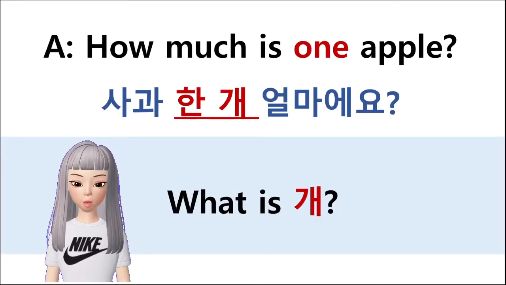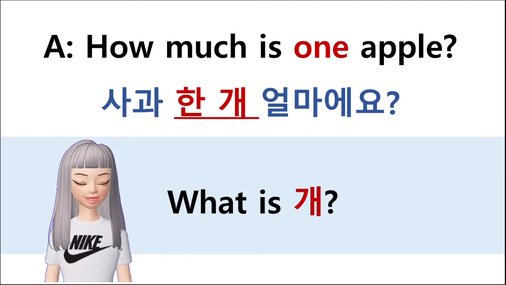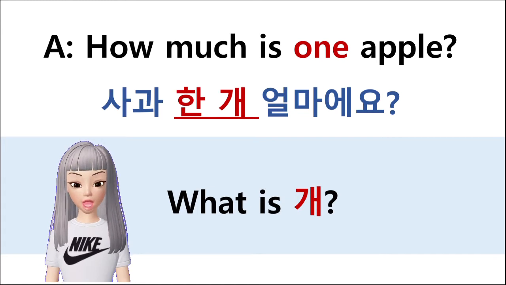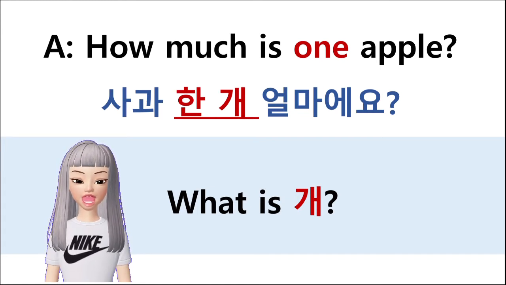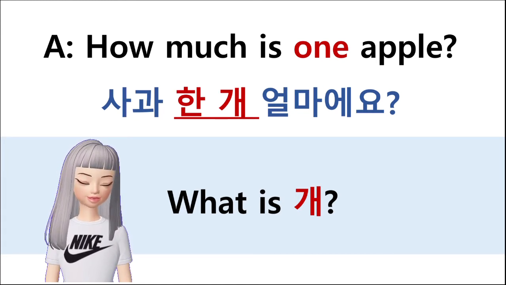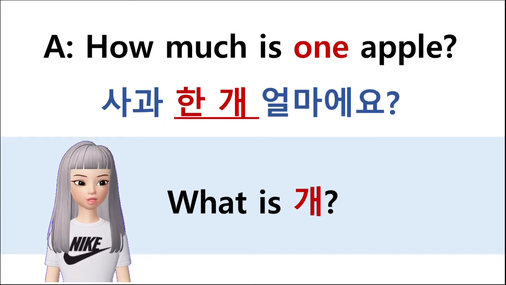Now that the first question is cleared up, it brings us to the second question. What is that 개 after 한? 사과 한 개. When you're counting things in Korean, you need to put what is called a counter.